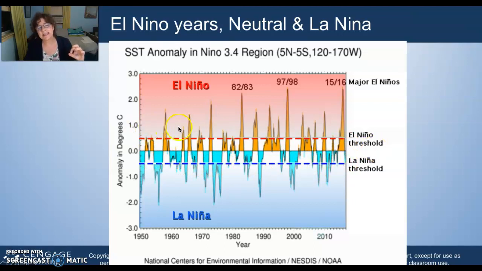And this is the El Nino years, the La Nina years, and the neutral years. I hope that helps you understand a little bit more about how El Nino impacts temperature and pressure. Let's go on to some more oscillations.